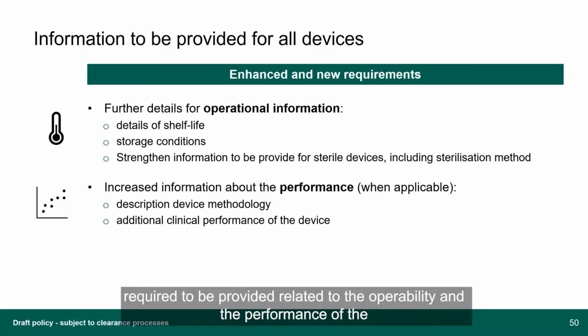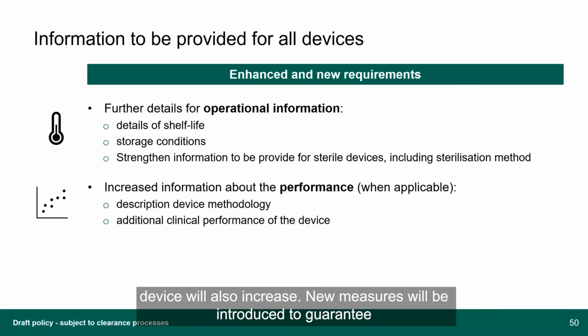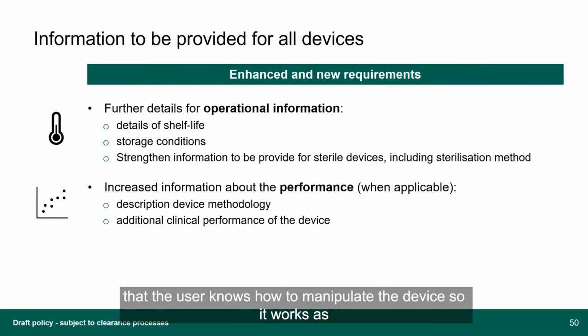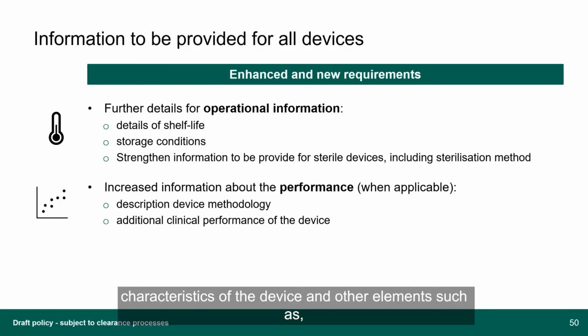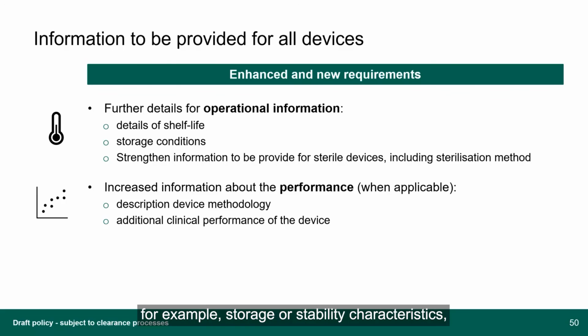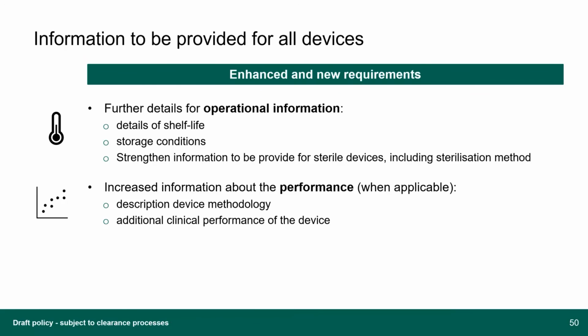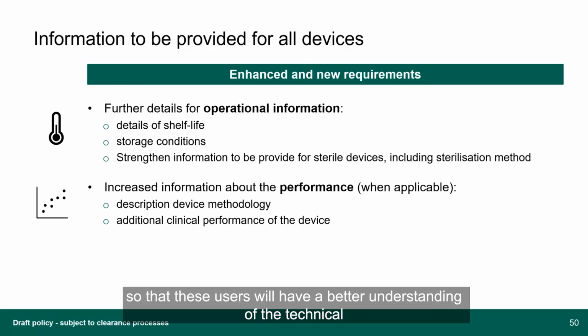The information required to be provided related with the operability and the performance of the device will also increase. New measures will be introduced to guarantee that the user knows how to manipulate the device so it works as intended by the manufacturer. But it will also be a requirement to enhance the information currently provided about the performance characteristics of the device and other elements, such as, for example, storage or stability characteristics. So by this, users will have a better understanding of the technical characteristics of the device and any potential limitations.